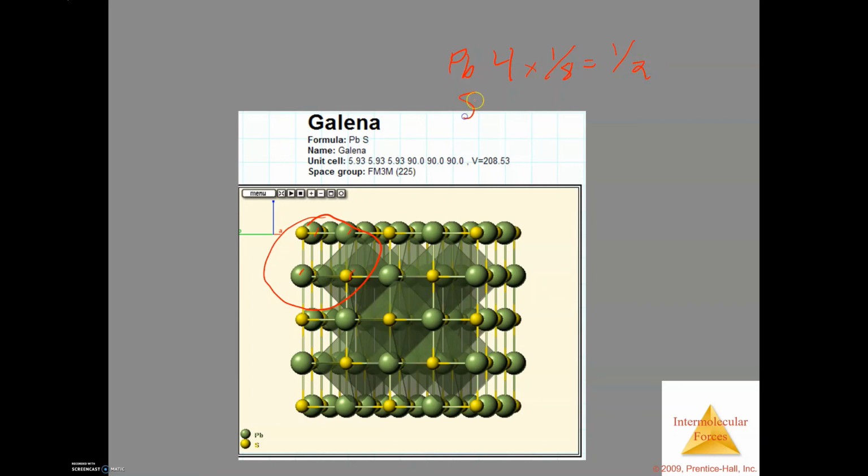Now looking at the sulfur, we can see that the other 4 corners represent the sulfur, and that's also going to be an eighth each, so that's going to give you 1/2. So the formula would be Pb 1/2, S 1/2. But remember that it's going to be a whole number ratio. This is a fraction, but these 2 fractions are basically the same thing. So we can just round that to PbS. So the empirical formula for galena would be PbS, and if you look right here, we get that formula. So that's how we determine the empirical formula for galena.